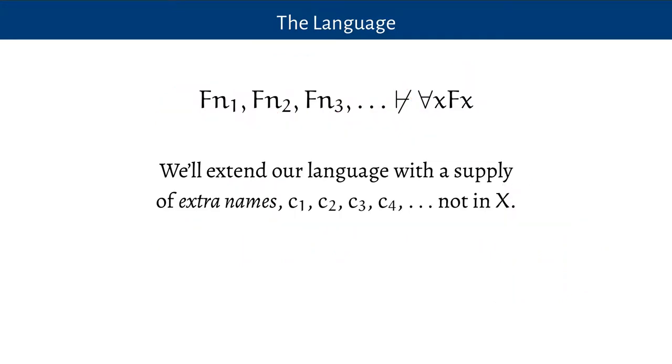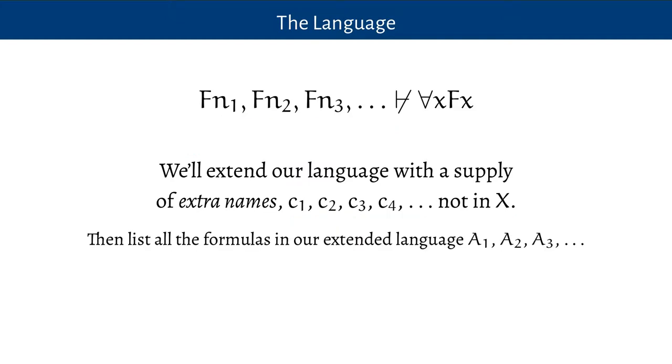So to do this, I'm going to allow us to extend our language with a supply of extra names, which I'm just going to call C1, C2, C3, C4. It's got to be an unending supply because it might be that I always need to be able to construct a new thing, which might be a new counterexample to a new thing that I haven't got to yet, where these things were names that weren't used in my original set of premises. I just need to have extra new names to deal with possible instances of quantifiers or witnesses to existentially quantified formulas.